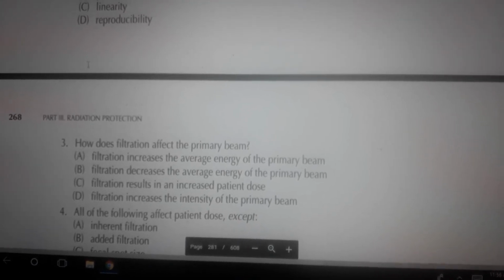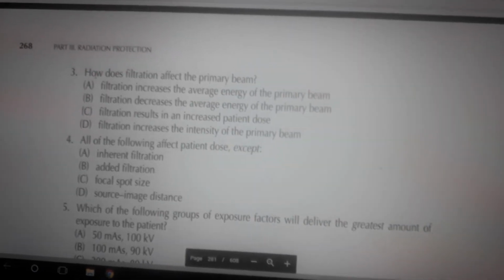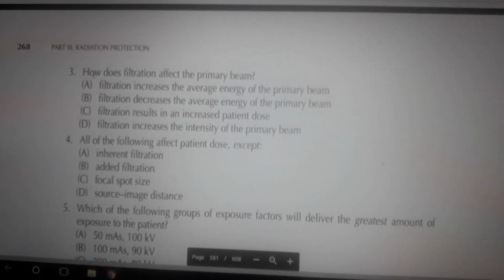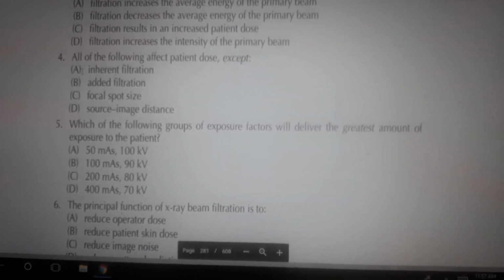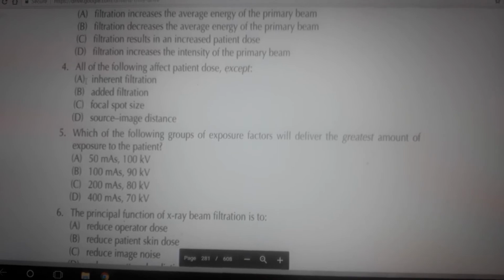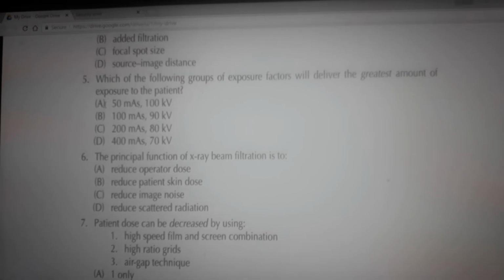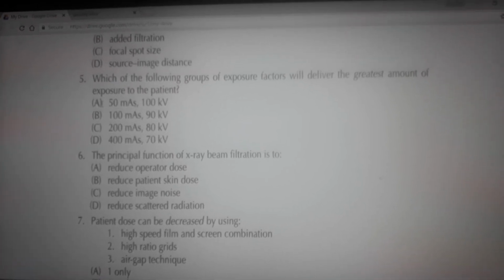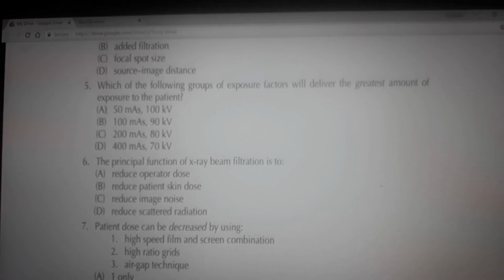How does filtration affect the primary beam? Filter increases the average energy of the primary beam. The third one. Fourth one: all of the following affect the patient dose except focal spot. Fifth one: which of the following groups of exposure factors will deliver the greatest amount of exposure? The answer is D, 400 mAs and 70 kVp. The principal function of X-ray beam filtration is to reduce patient skin dose. B.